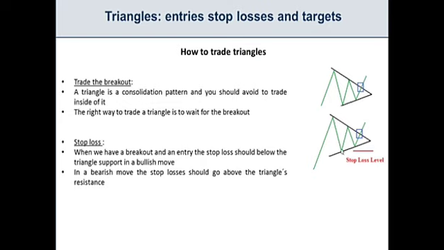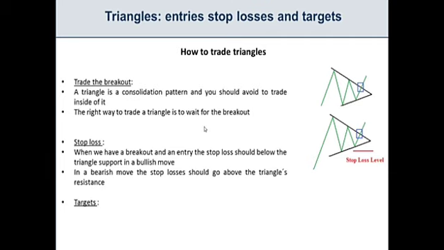In this example, we have the triangle here and we have the breakout here. Our stop loss should go below this low, which is the last low of the triangle support. If price goes against us, it would mean that this support area is now broken, and our trade idea to the bullish side is no longer valid because we have broken this structure.